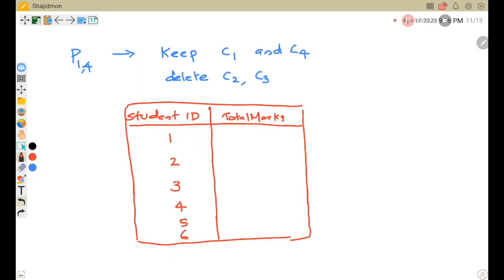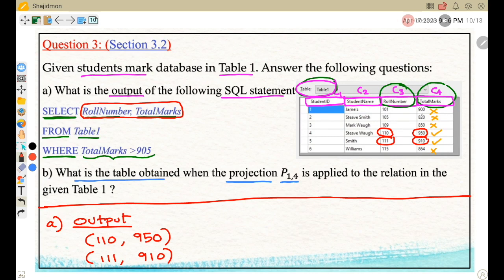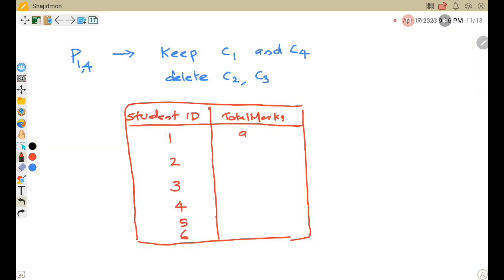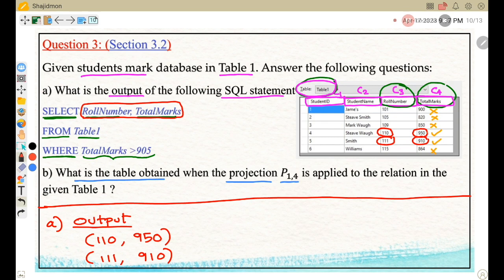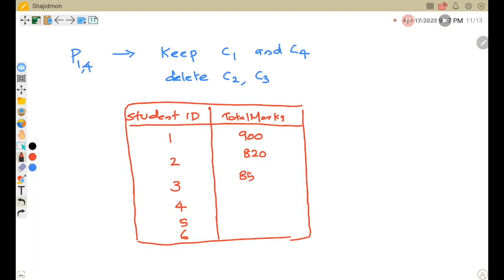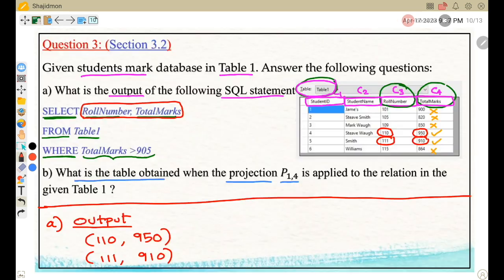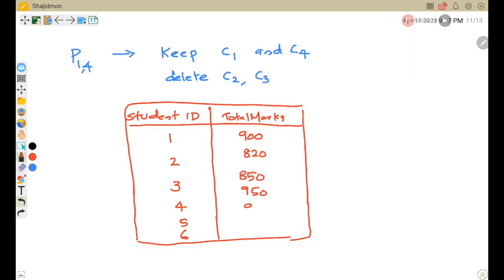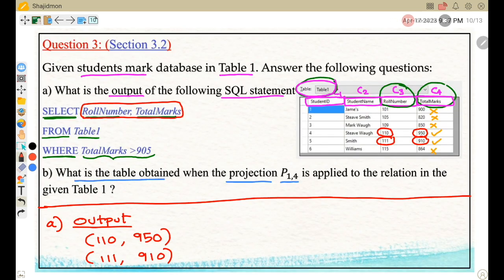Now we write the corresponding total marks: 900, 820, 850, 950, 910, 864. So this is the projection P14. We are just projecting only column number 1 and column number 4, and all other columns we are deleting here. I hope you understood this one, the SQL statement output and the projection.